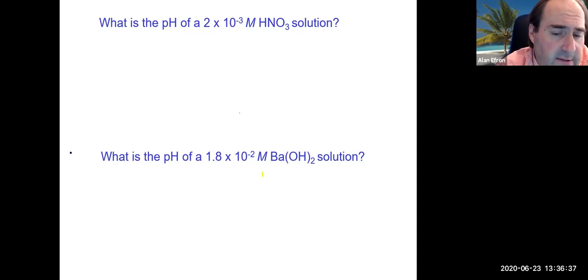Both of these are going to be a strong acid and a strong base on the bottom there. So why don't you take a moment and see what you come up with while I go try to find out where I threw my calculator.